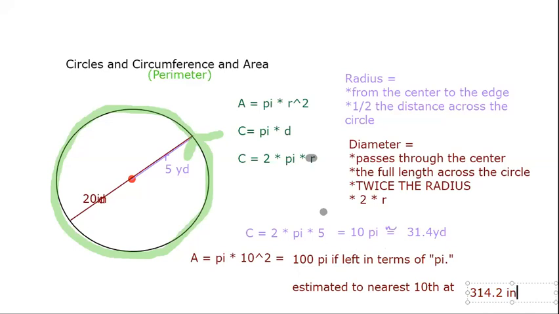Now there is a section here where we're going to work backward. What if we want to find the circumference when we're given the area? So what if we're given this? The area equals 81 pi square meters.